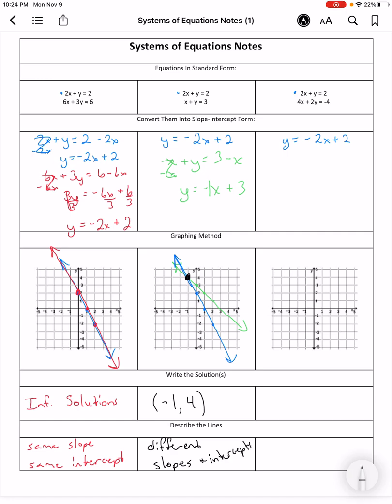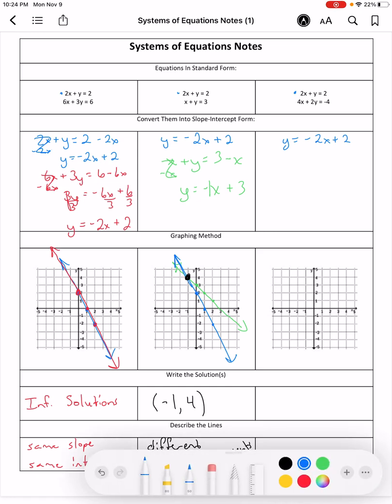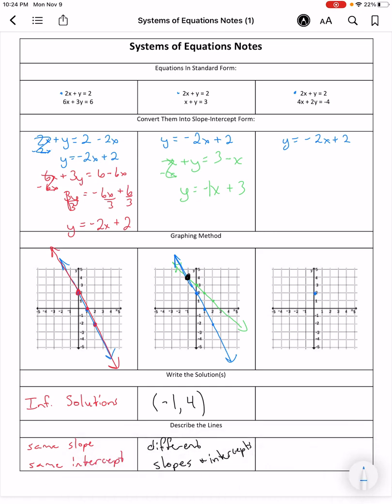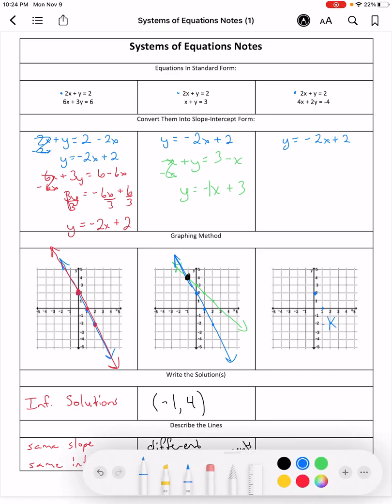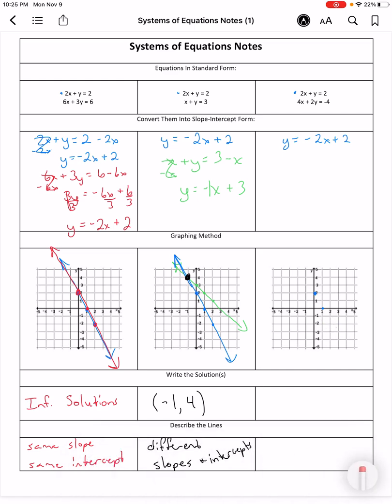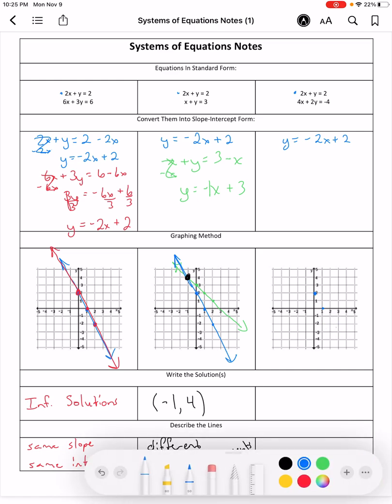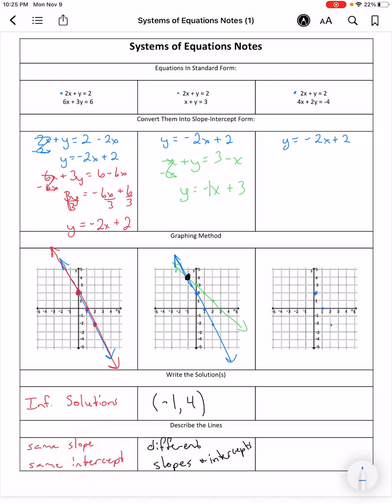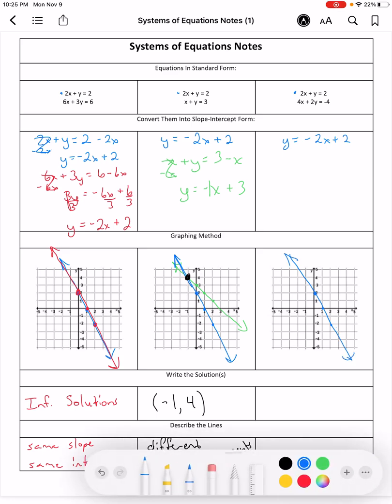All right, again, we're going to go to our last problem. Again, we're going to start at 2, go down 2 and right 1, down 2 and right 1, and then we would draw a line connecting those again. Okay, and then we would go to our second problem.